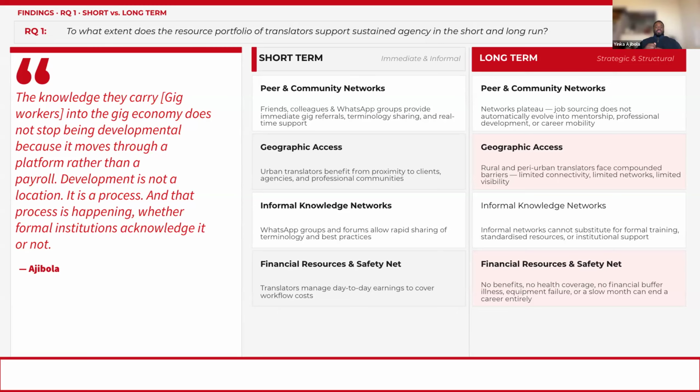In the longer term, this is definitely not enough, because when you're talking about key resources like certifications, which are quite expensive, or stable professional networks, they are often inaccessible due to maybe location or limited support as well. And so the overall key point is this: translators do have agency, but it's very unstable. It works in the short term through individual efforts, but it breaks down over time because the broader system does not always support it.